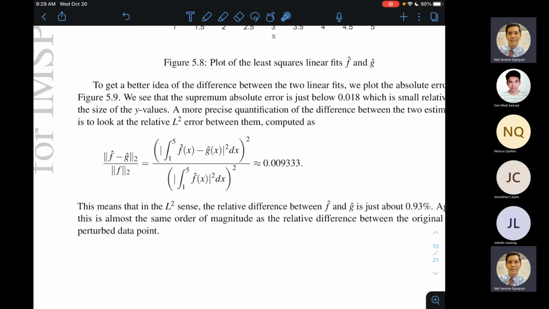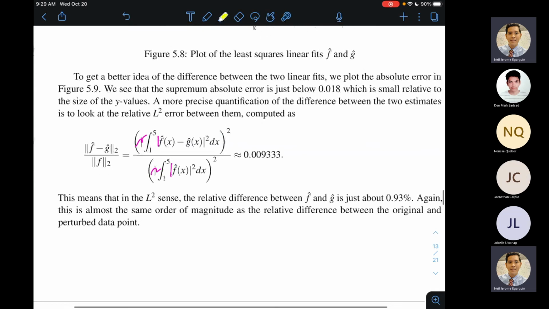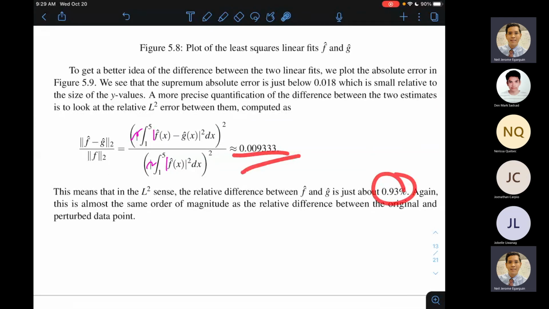Let's get the L2 relative error. So remember, ito yung L2 norm ng function. So compute lang natin yung mga absolute values dapat nasa loob. Okay. Compute lang natin itong mga integrals na to. Ito yung L2 norm na dinefine natin when we talk about Legendre polynomials. So ibig sabihin, on the average, ito lang yung relative difference ni F at saka ni G. So that means meron lang about 0.93% kasi relative error to eh. So you can think of it as a percent error.